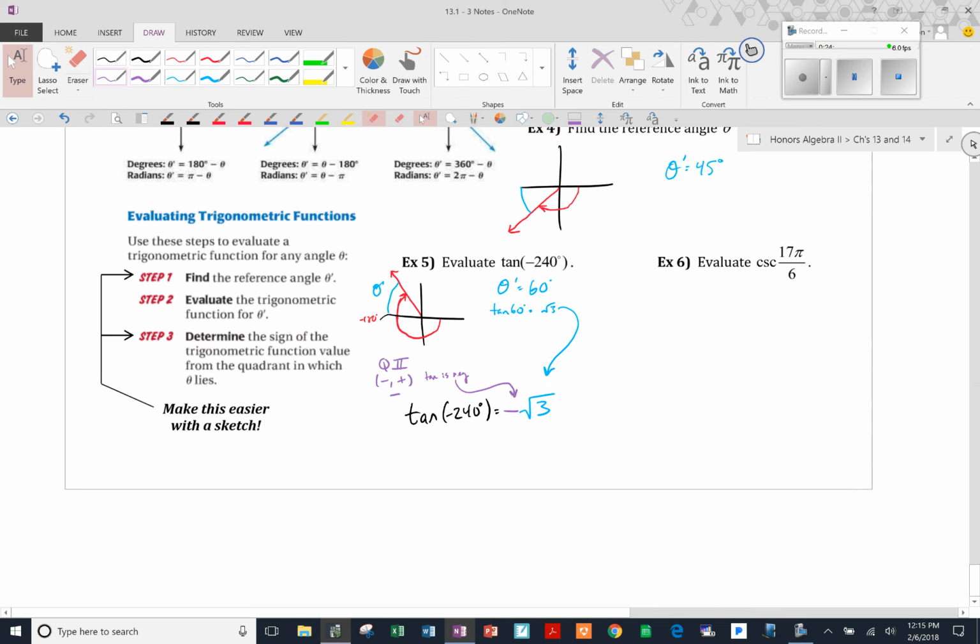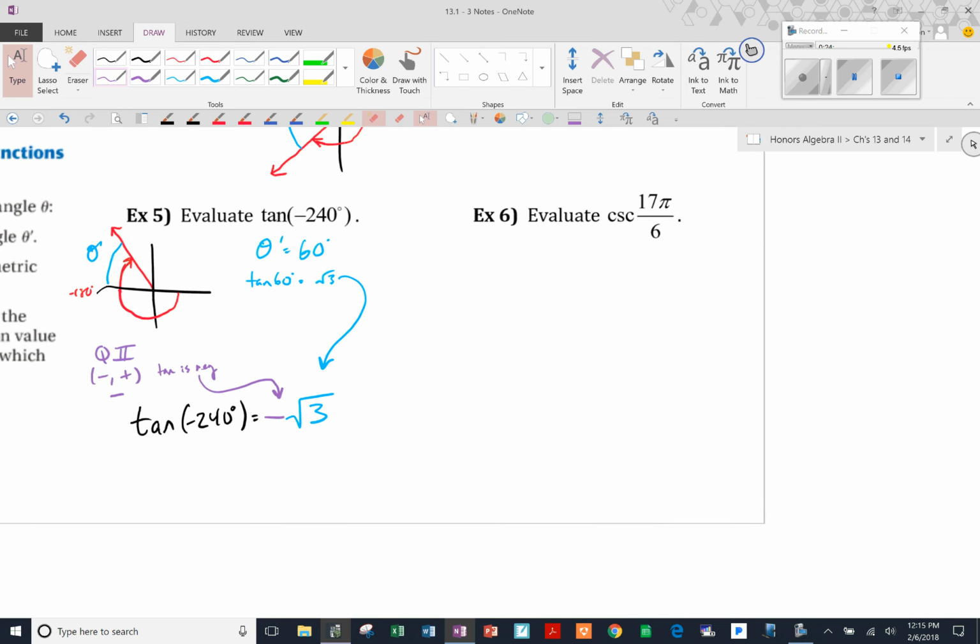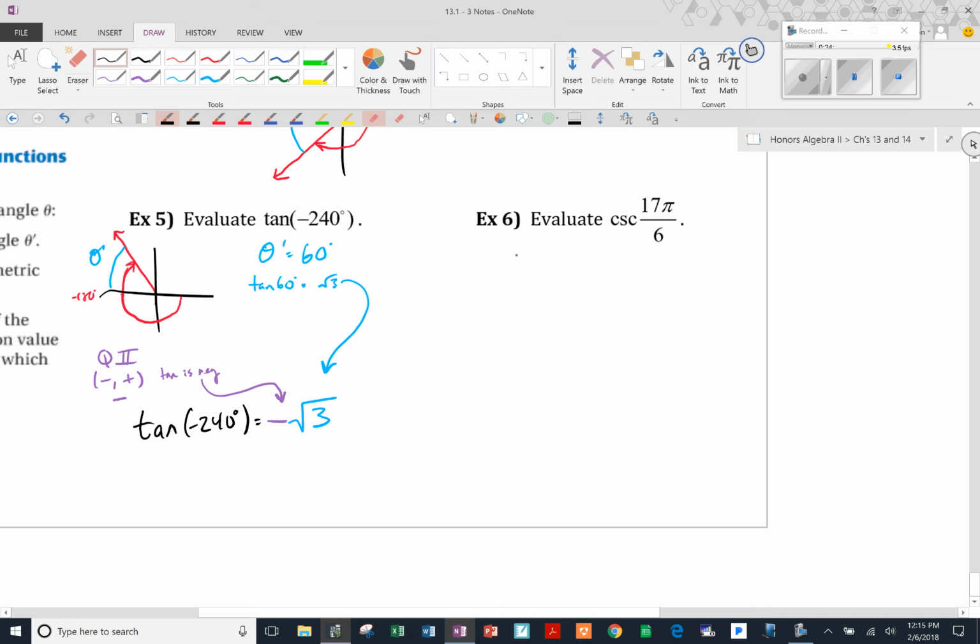All right, let's try the next one. Start with a sketch. By the way, I'm writing a ton of work for these because these are examples. You don't need to write all that stuff like tangent is negative, you just need to get the right answer, to be honest with you. But I would start with a sketch.